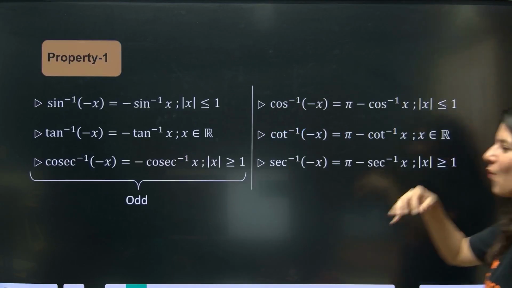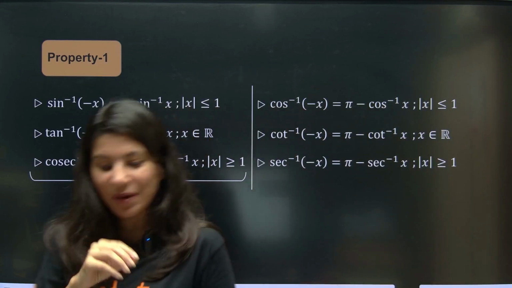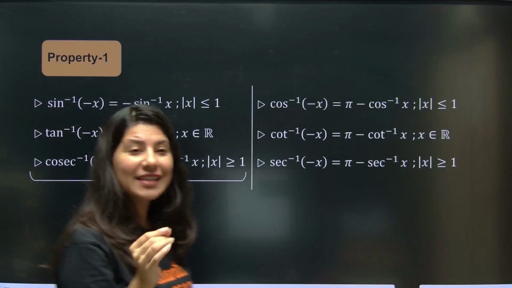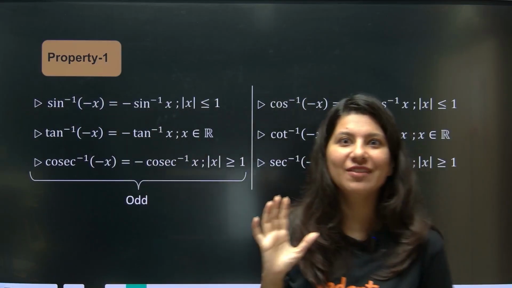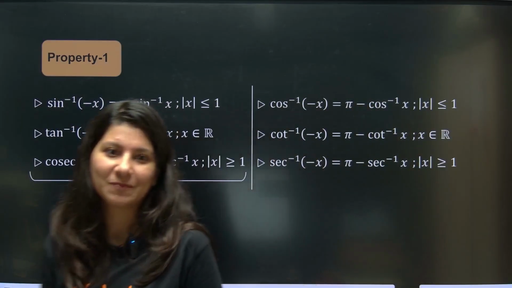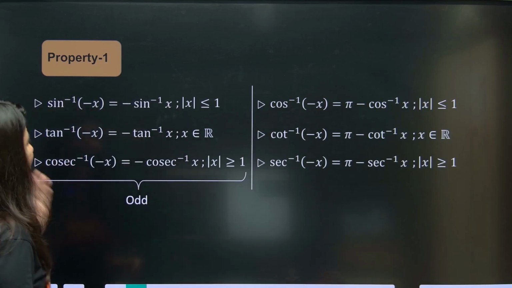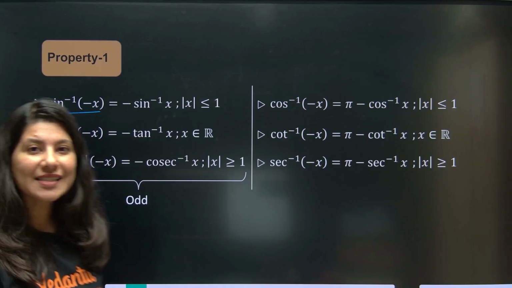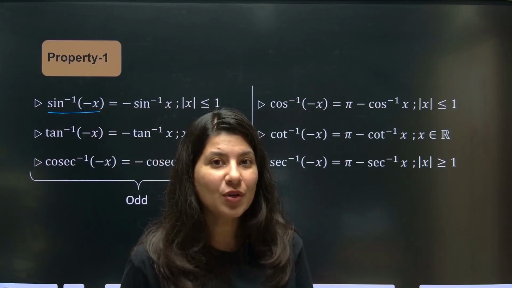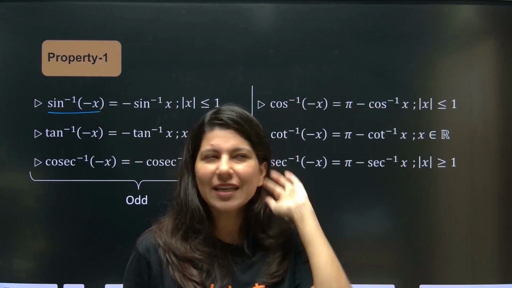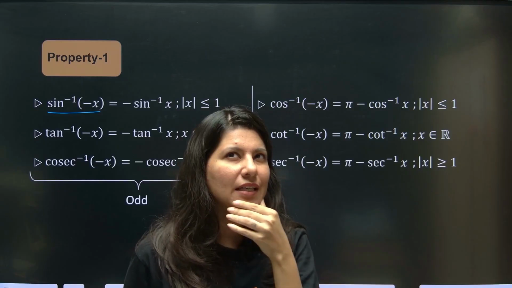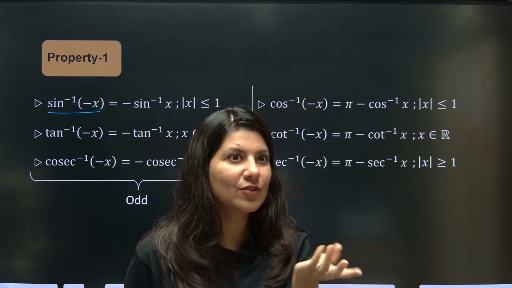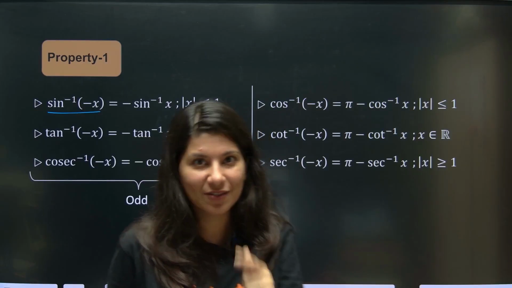Now property number 1. Property number 1 is something which you have already studied subconsciously with me and you have applied it already. So this is nothing but sine inverse of minus x. Suppose you get sine inverse minus half. What do you do? Sine inverse half is 30 degree, pi by 6. Sine inverse minus half is minus pi by 6. You do that or not?